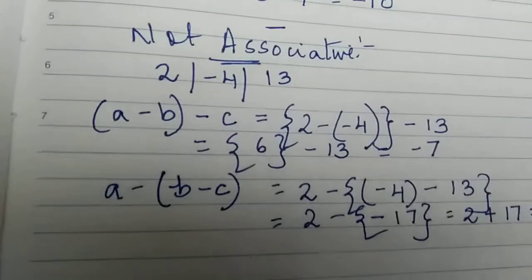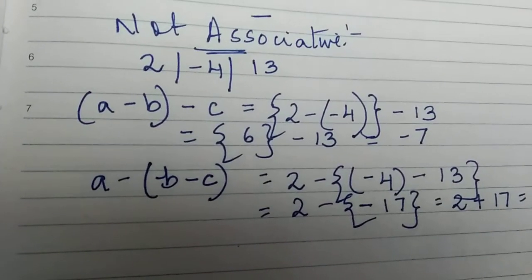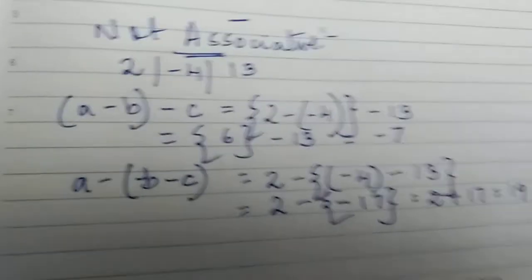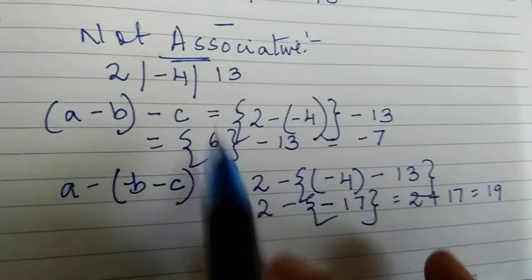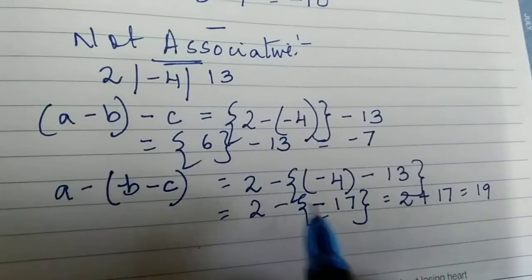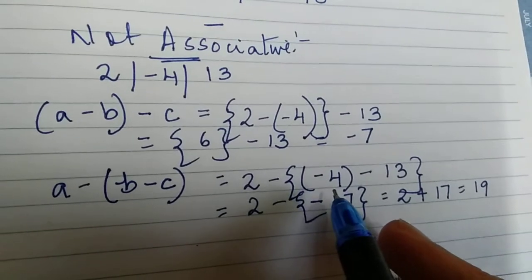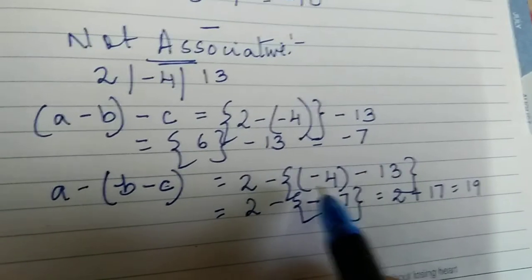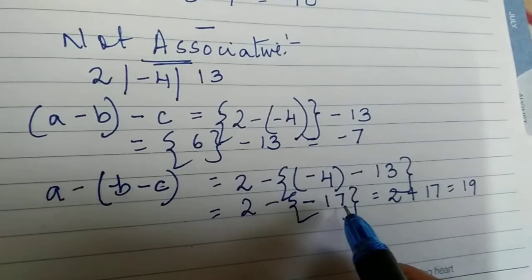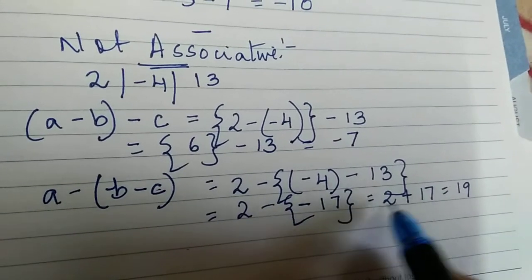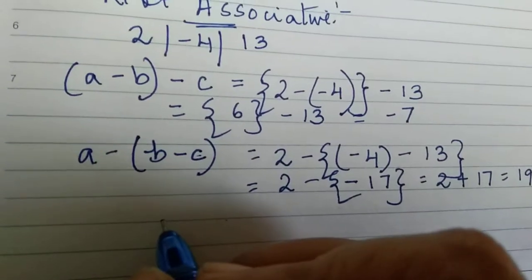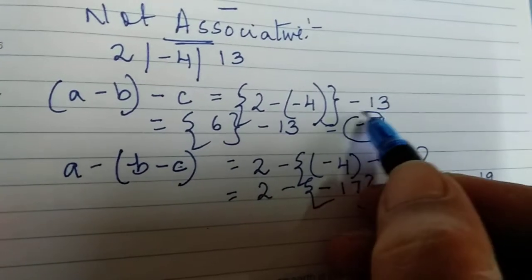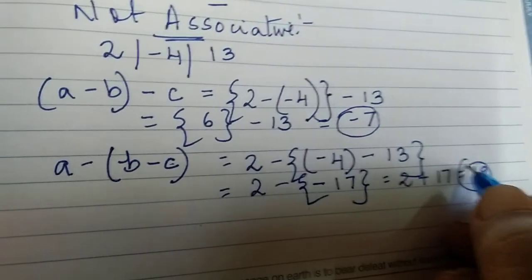Did you understand? Go through it properly once more. 2, I have just substituted the value since I have taken A as 2 minus. I've opened a second bracket because I wanted to put this minus 4 within bracket for your convenience. Minus 4 minus C I have taken as 13. So 2 minus, this is minus 4 and minus 13 is minus 17. So this becomes plus. So it is 2 plus 17, that is 19. So is it the same? You got the result over here as minus 7 and you got the result over here as 19.